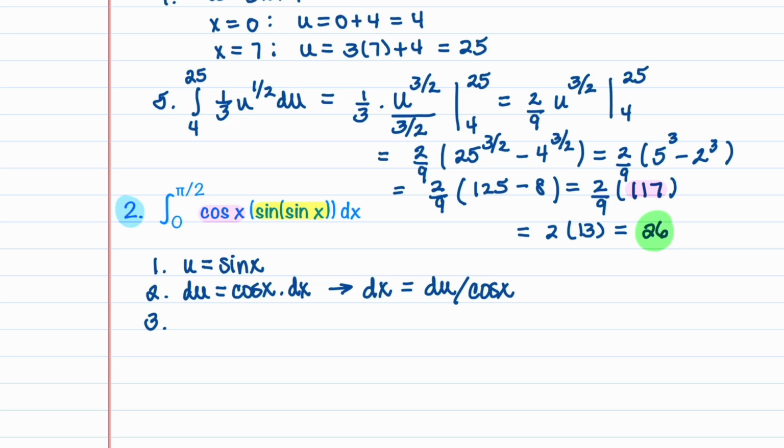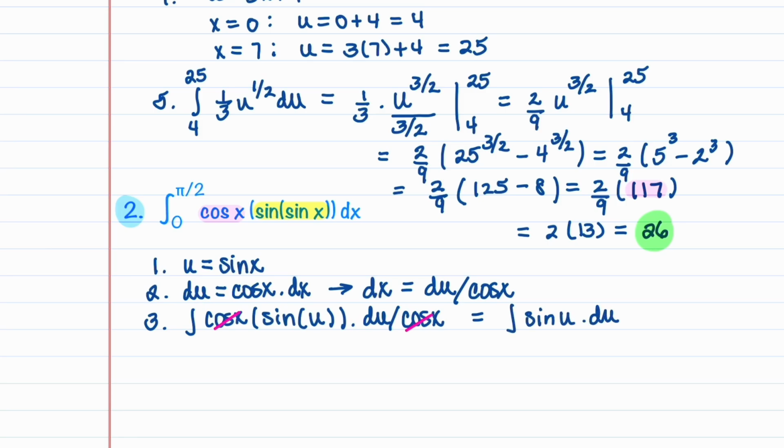Let's now substitute this back up into our integral. We're not going to worry about the limits right now. And we're going to write this as the integral of cosine x times sine of sine x, which is now u, times dx, which is now du, divided by cosine x. Because we chose u properly, our cosines cancel out, and we just have the integral of sine u du. So our choice of u was a really good one.